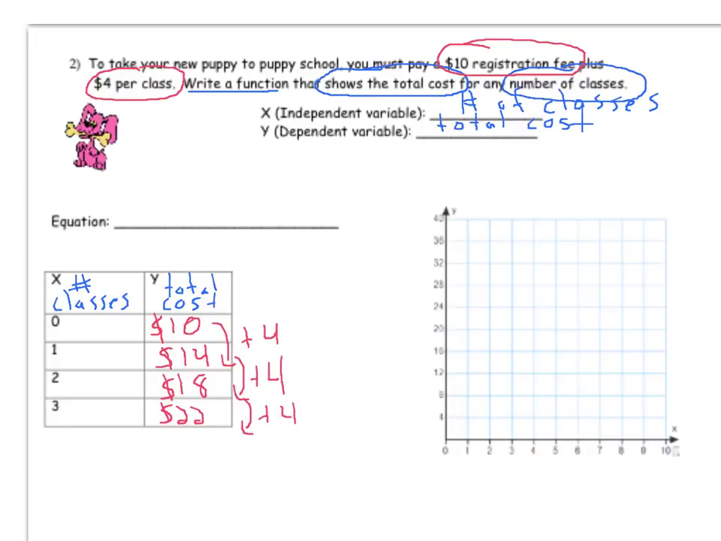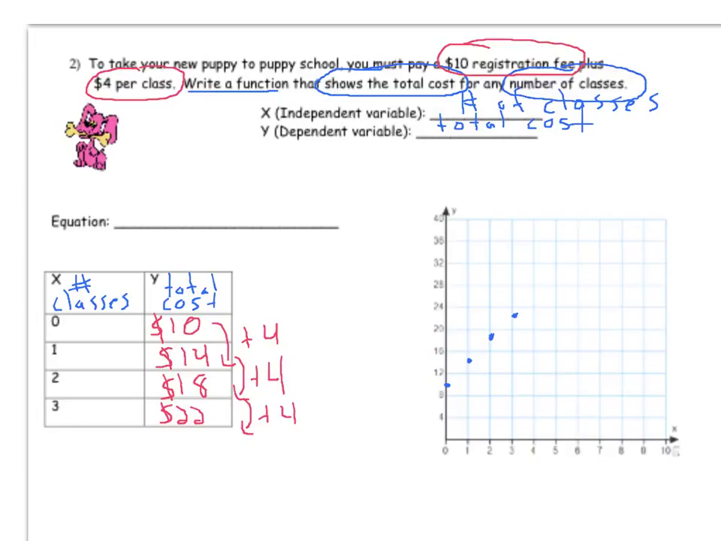So come over here and you're going to graph your ordered pairs. We have 0 and 10, 1 and 14, 2 and 18, 3 and 22. Once again, we can see we have a linear pattern that occurred. So let's go back and write the equation. Because we see the linear pattern occurring, we should have a linear equation.